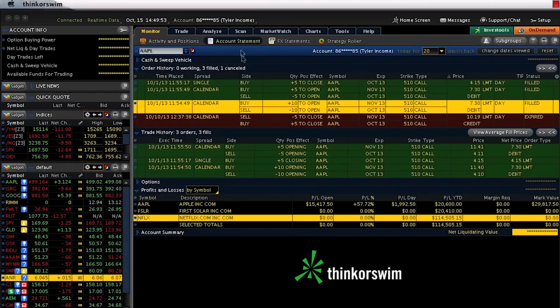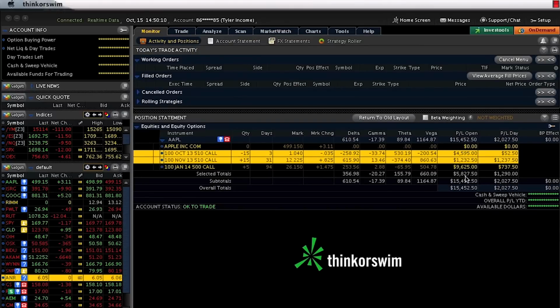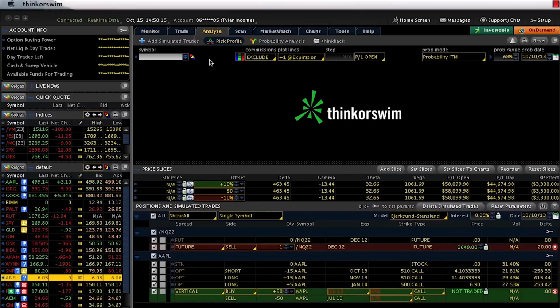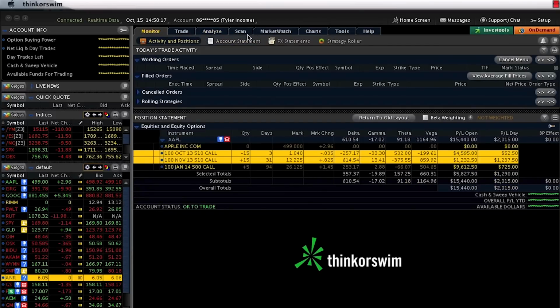If I go to my account statement, you can see here that I purchased 10 of the 15 calendar spreads on Apple on October 1st. Today is October 15th. You can see up here, just 2 weeks since I put this trade on, and it's already made almost a $6,000 profit.